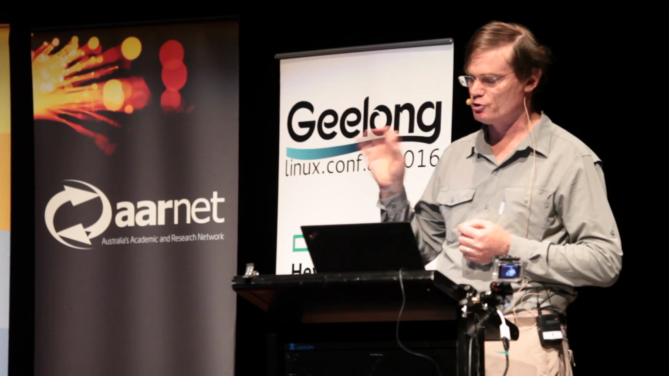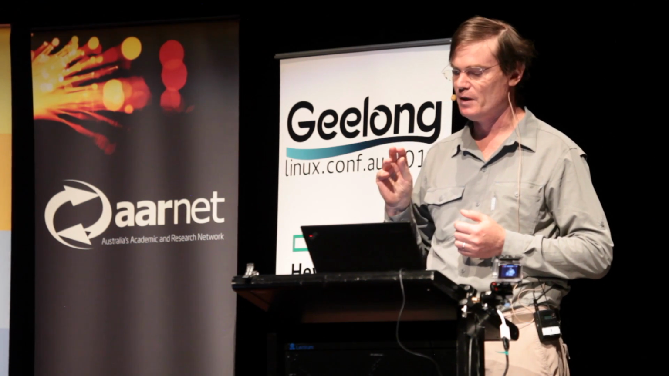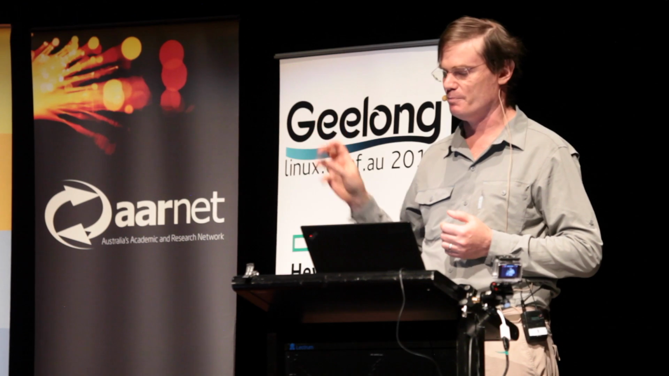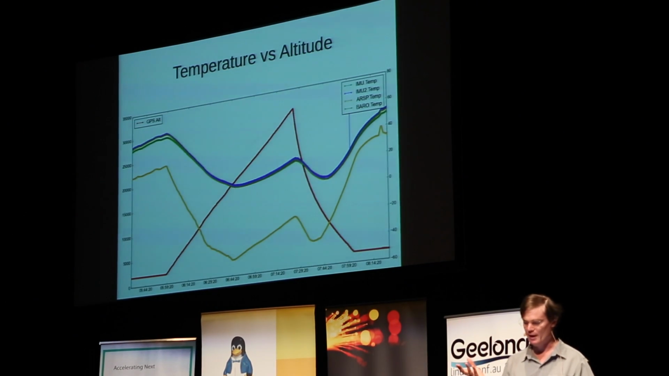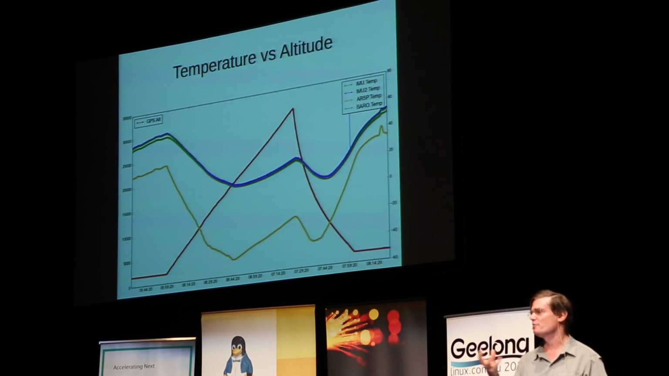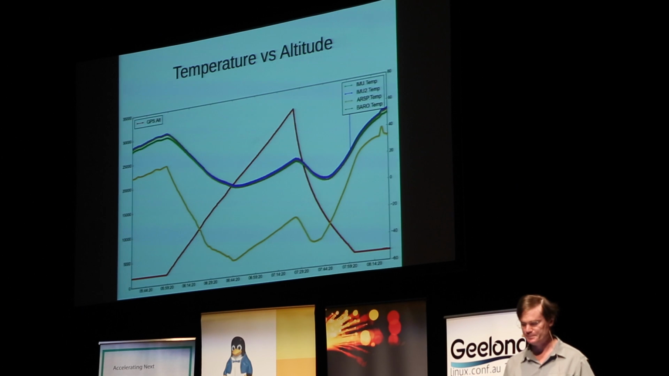You can also see the electronics temperature. The other temperatures are the temperature of the various sensors on board, the IMU temperatures and the barometric temperature, and they never got below zero. They never froze. So the electronics stayed sufficiently warm, which was good.